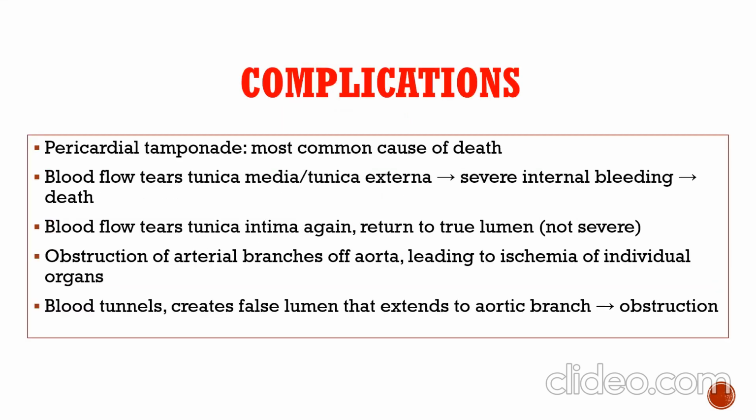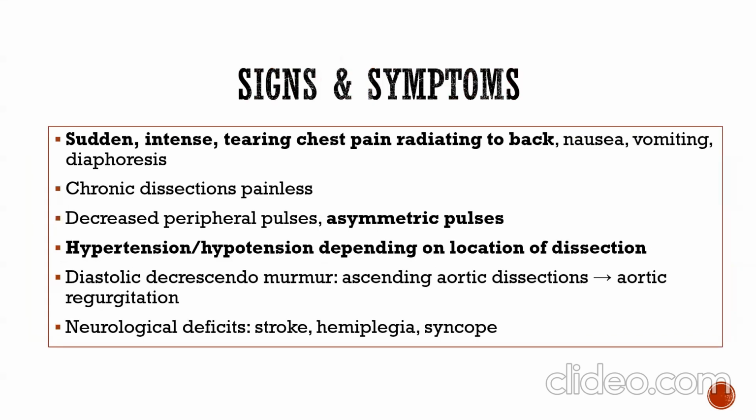Complications for this disease include pericardial tamponade, the most common cause of death. Blood flow tearing through the tunica media and tunica externa leads to severe internal bleeding and death. Blood flow tearing through the tunica intima again and returning to the true lumen is not severe. Obstruction of arterial branches of the aorta leads to ischemia of individual organs. Blood tunneling creates a false lumen that extends into an aortic branch, leading to obstruction.